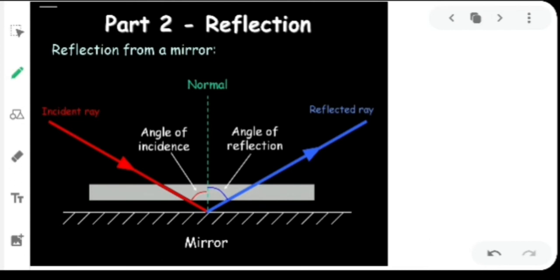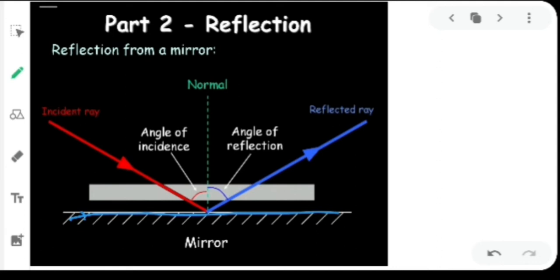Now let us start with the phenomena of light. What are the phenomena of light? The first one is reflection. Suppose that this is a plain glass sheet over here. You can see over there, this is a plain glass sheet.